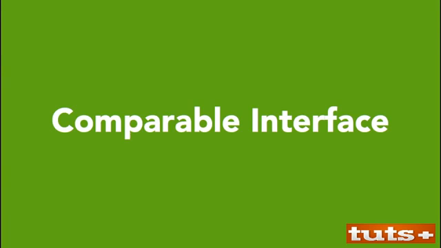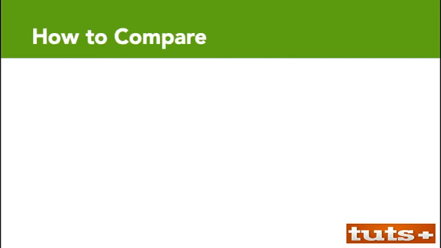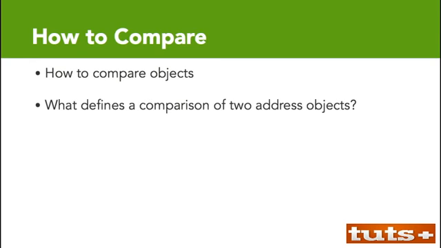An important interface that's available in the Java API is the Comparable interface. When we are working with classes and objects, we often want to compare a list of objects, possibly for sorting or to check to see if two objects are the same. So the question is, how do we compare objects? What defines a comparison of any two objects? Or what defines the comparison of two address objects?